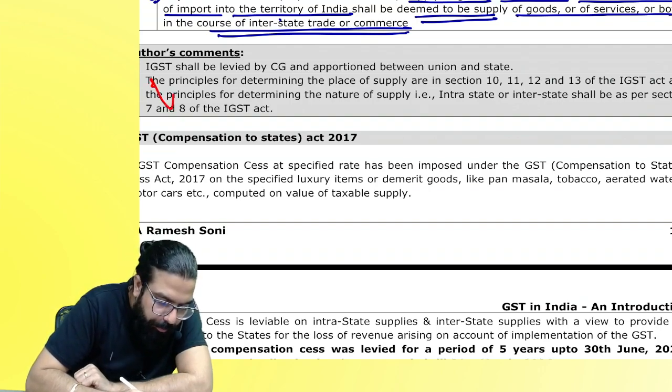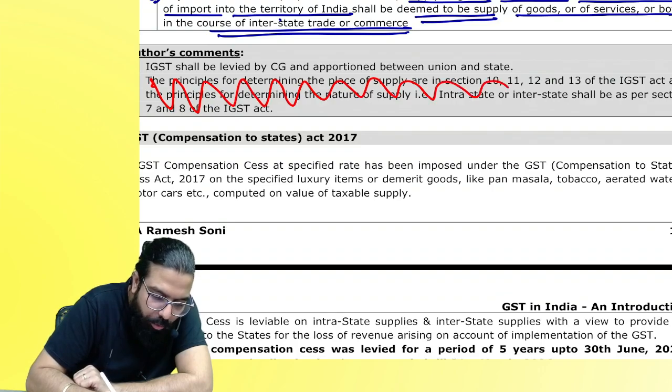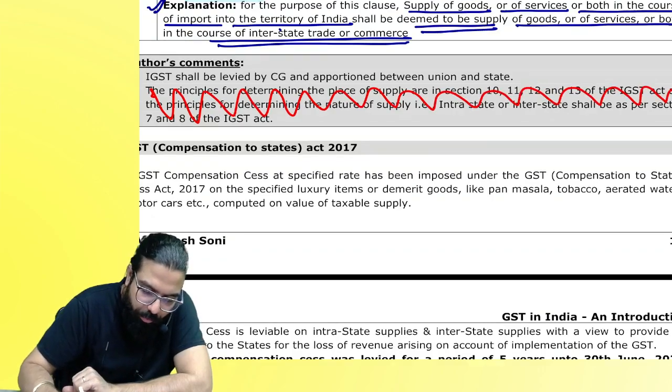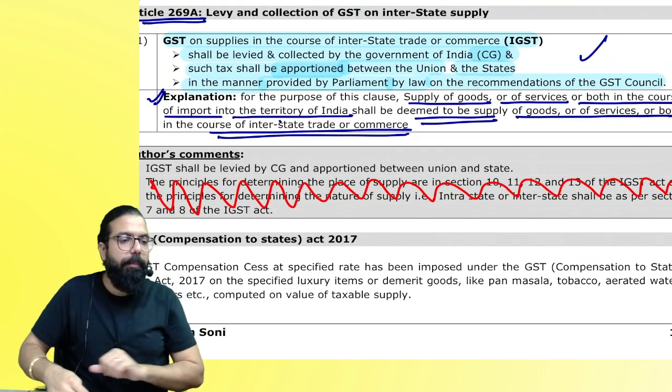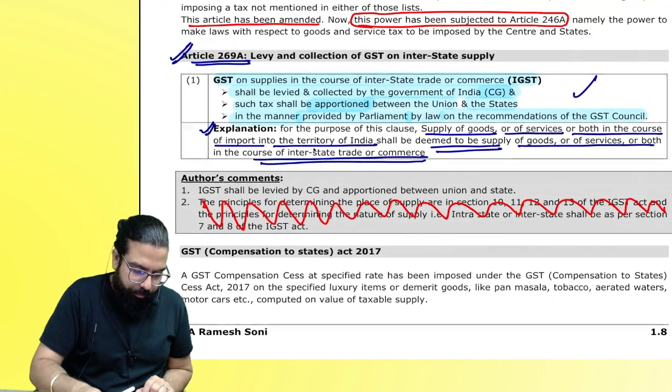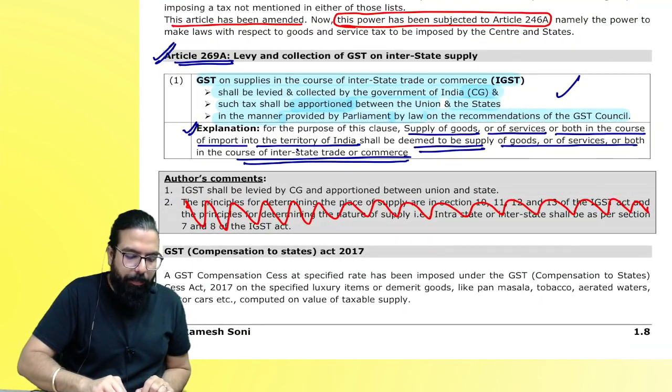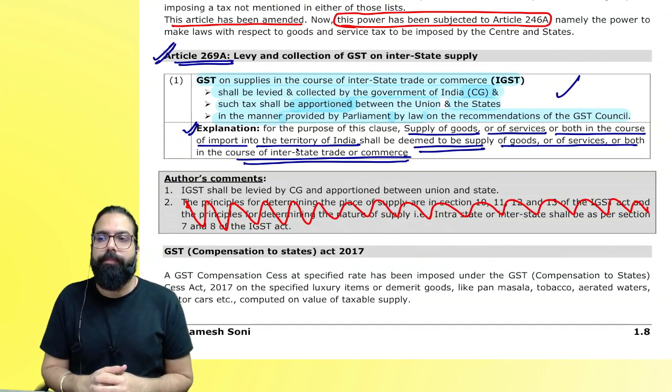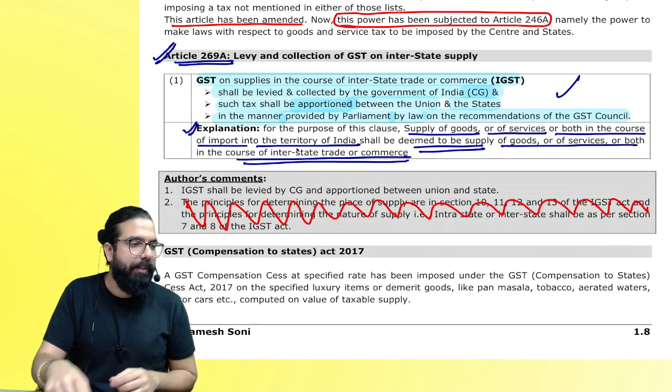Do one thing. This point number 2 which is there, please cut point number 2, everyone. Everyone, have you cut point number 2? This is not relevant for you.